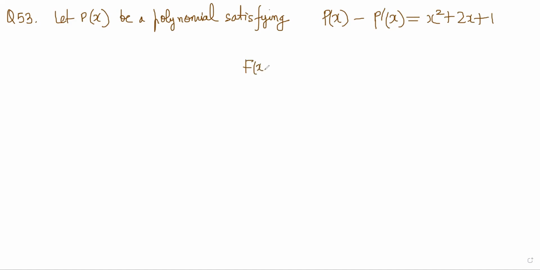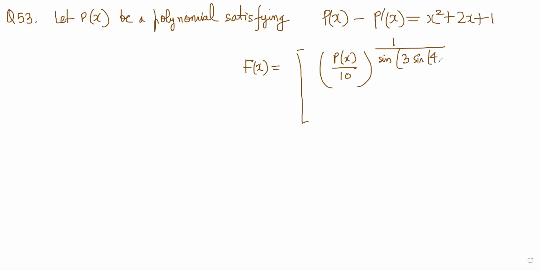Also f of x is equal to (p of x by 10) whole to the power 1 by sine of 3 sine 4x minus 4, right? This is only when x is not equal to 1, and 1 by e to the power k square minus 9k plus 40 when x is equal to 1, right? We have f of x defined like this.